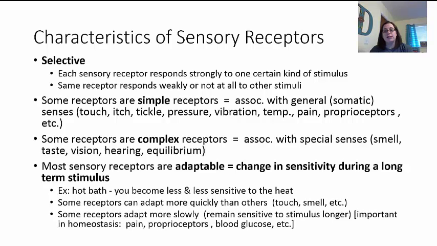Now, most sensory receptors are adaptable. Adaptable means that they can actually change in their sensitivity. If a receptor is being stimulated for a long period of time, it can adjust to that stimulation. It can adapt to it. An example I have here is a hot bath. When you first put your foot in, it's really hot. You can hardly keep your foot in it, but then it gets used to it, and then you get the rest of your body down in there and so on.